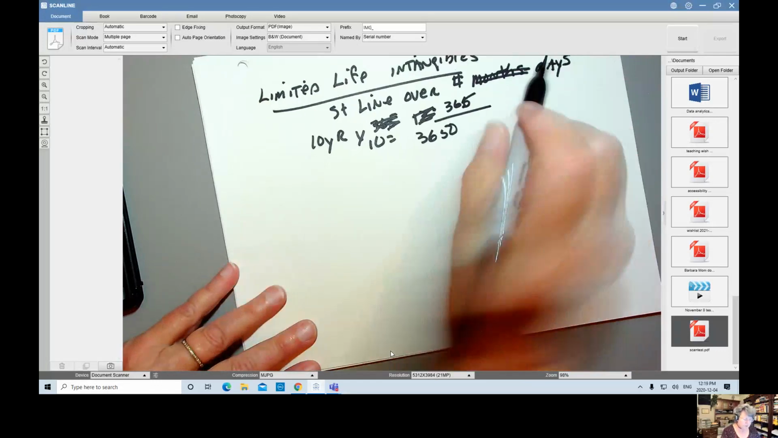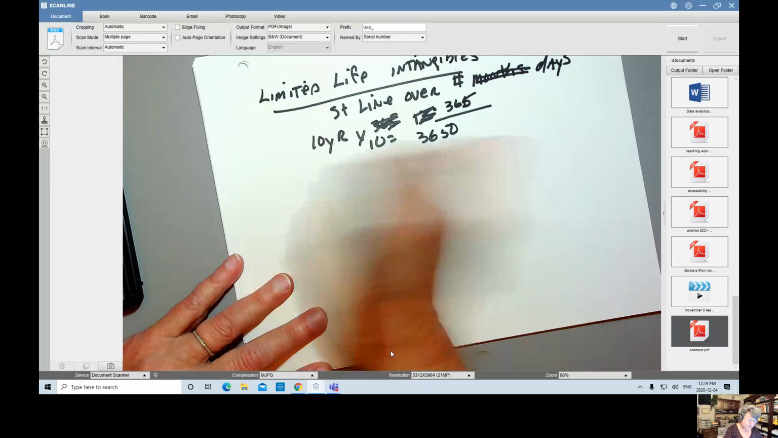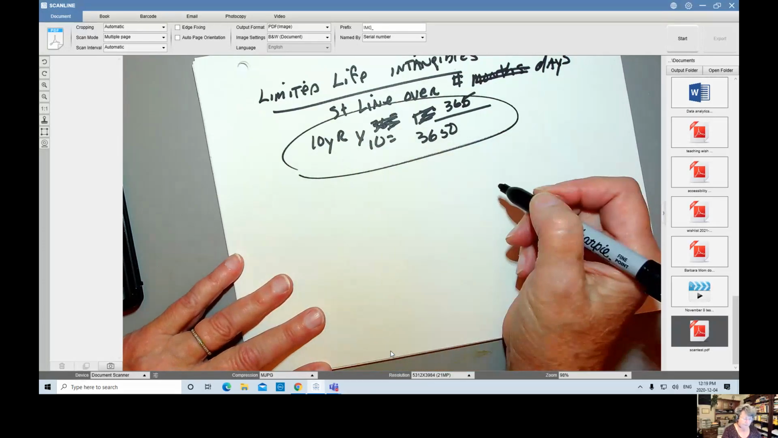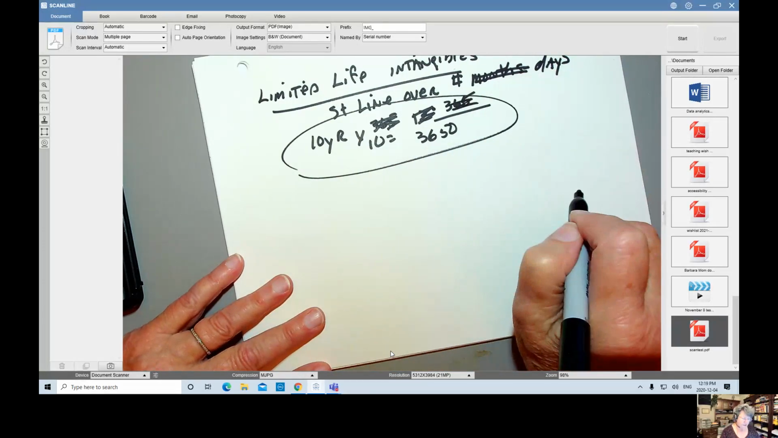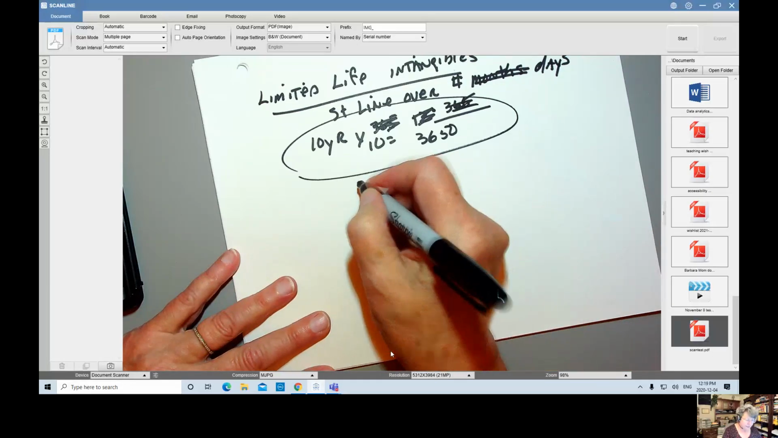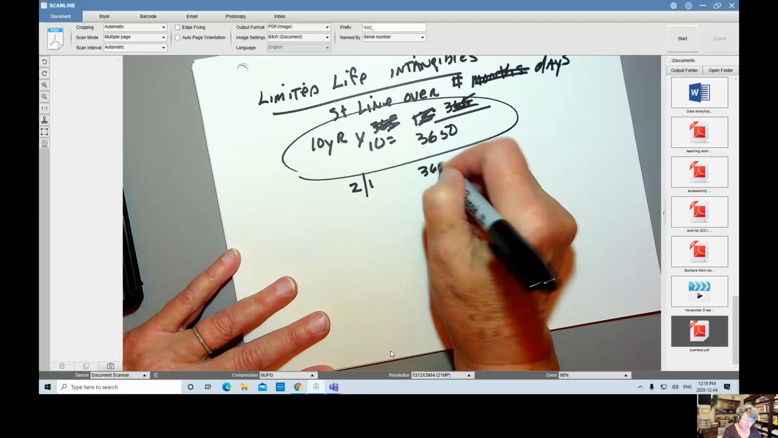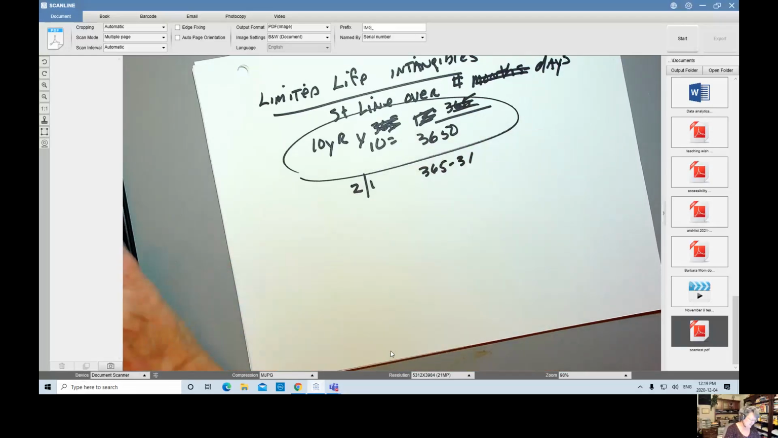Now, what you do, I will say, is with the straight line classes. So if I have say a 10-year license that I purchase, and maybe I purchase it on, let's do February 1st. So it's 365 days minus 31.